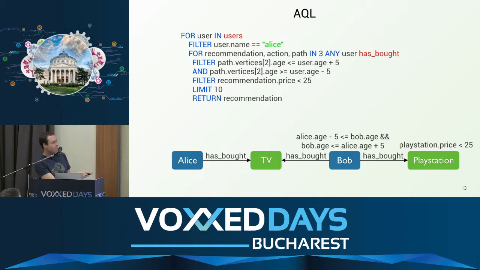So I'll start with recommendation. I can also get the last edge, and I can get the entire path in 3 steps. Any direction, so I do not care for the direction. Starting again at my user, and only using has bought relations. I can apply filters on the path or on recommendation or action as I would like. I can apply limits, and then I can return the recommendation. So what this does is it finds me someone around my age who has bought the same product and suggests me everything that this guy has bought, which is less than 25 euros or something.